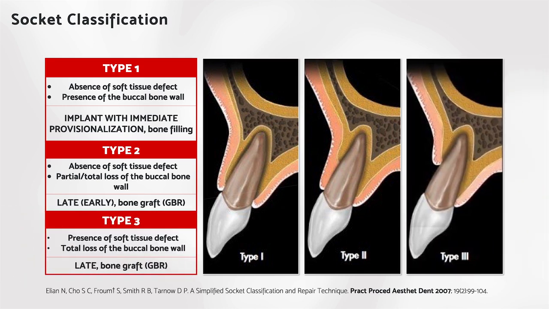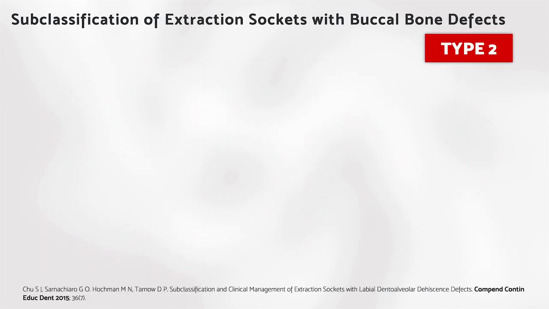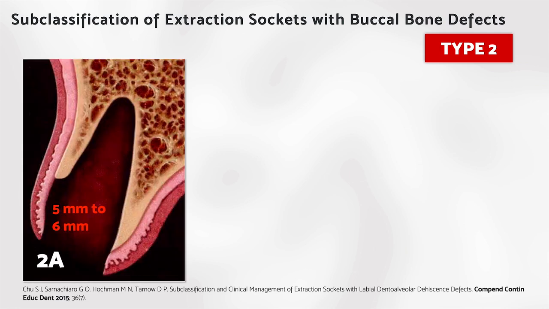In type 3, when we have the presence of soft tissue defects in combination with total loss of the buccal bone wall, according to them, it's recommended to do a late implantation plus bone graft, GBR procedure in combination with membranes. In 2015, a subclassification of extraction sockets with buccal bone defect was proposed by these authors. The main focus was type 2 socket. They classified the type 2 in 2A, 2B, and 2C socket.